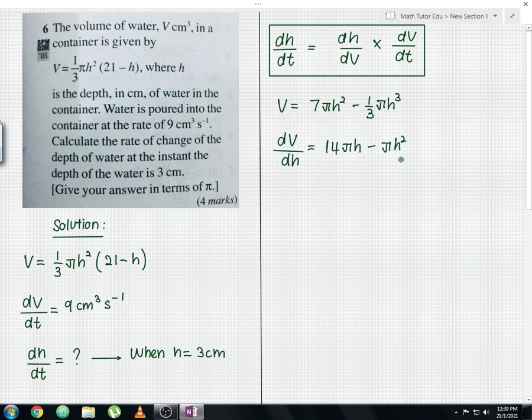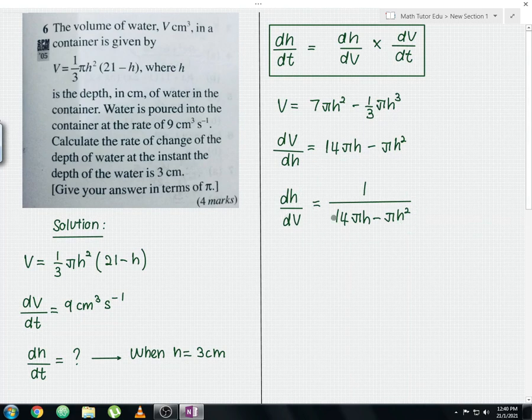But then in the chain rule, if you observe, we are required to form dh over dv. But in this differentiation, we are forming dv over dh. So how to come up with this expression? Okay, it is very simple. To come up with dh over dv, 1 you divide by 14 pi h minus pi h square. Okay, so let me underline this. So from here you should get 1 over 14 pi h minus pi h square. Okay, so this is the first step.